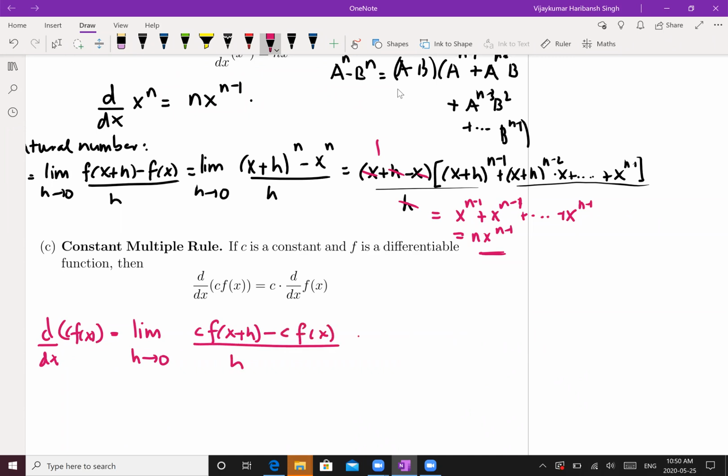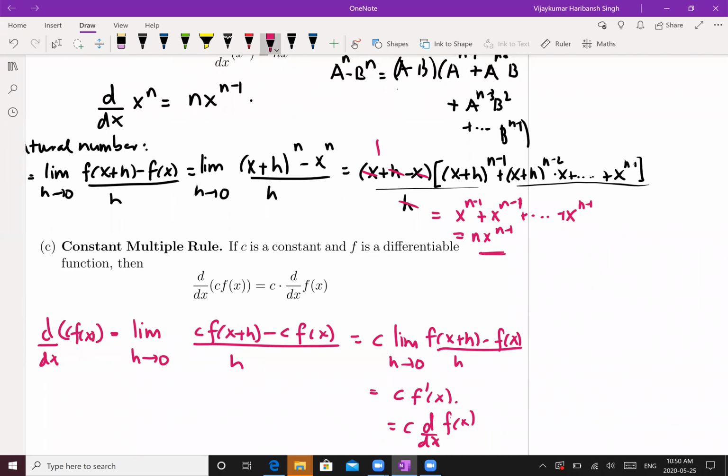C is common, you can take it out. You can actually bring it out of the limit as well because there's no h involved. It's a constant. And now this is going to be c times f prime x. So the constant multiplication rule is also valid. This is already good enough as an answer, but if you want, I can write it as c times the derivative of f of x.